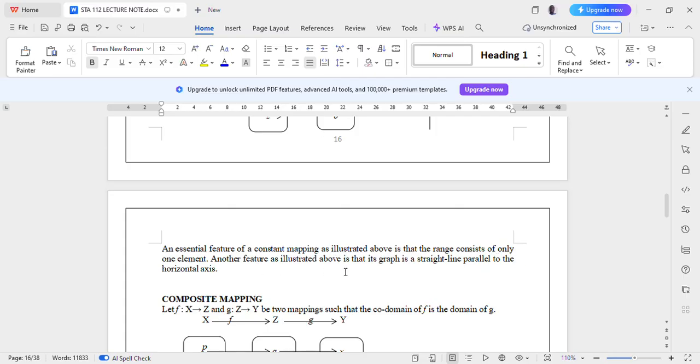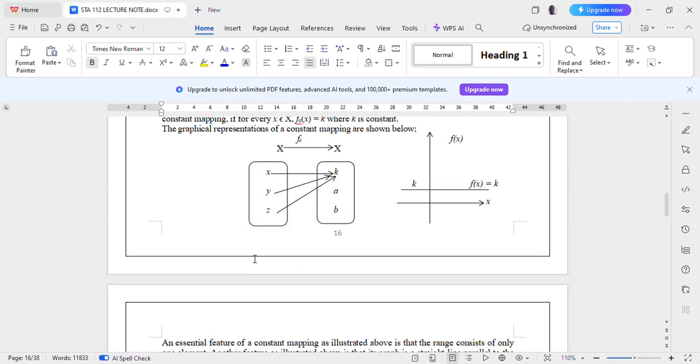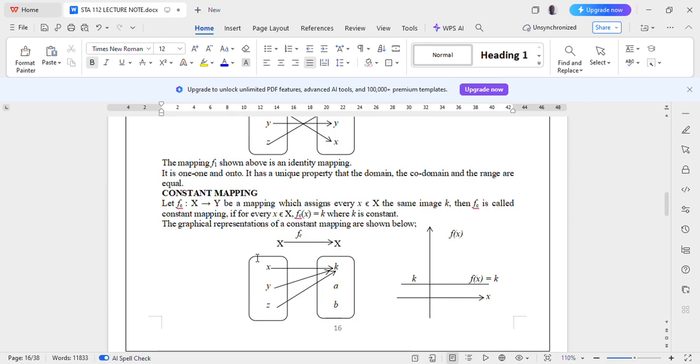Another feature is illustrated above: the graph is a straight line parallel to the horizontal. So let me give you an example of this constant mapping. In a quadratic equation, if you recollect, the constant is the value that will remain the same when we are doing the table.